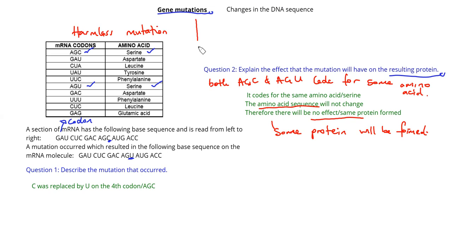Okay, so another thing that you need to add here is the types of mutation that we have. One is point mutation. So point mutation is just affecting a triplet base, what is called one codon. It just applies to one triplet base.